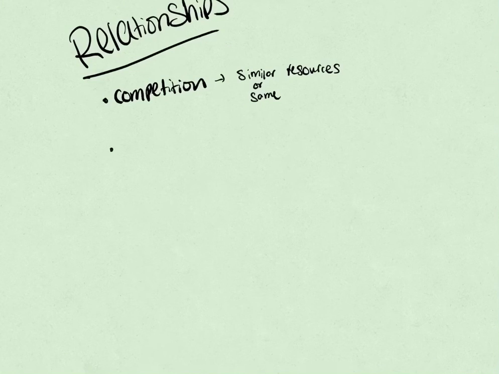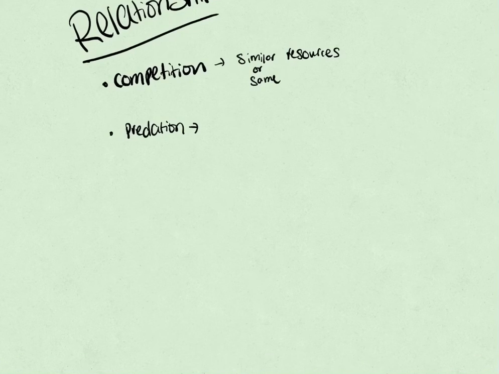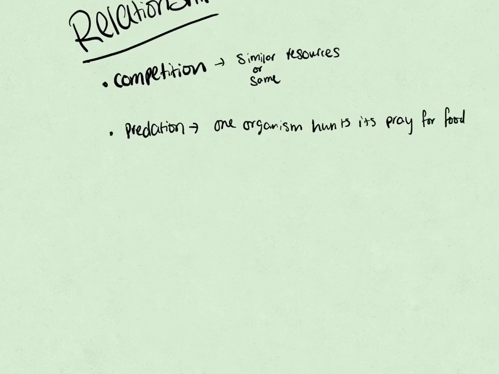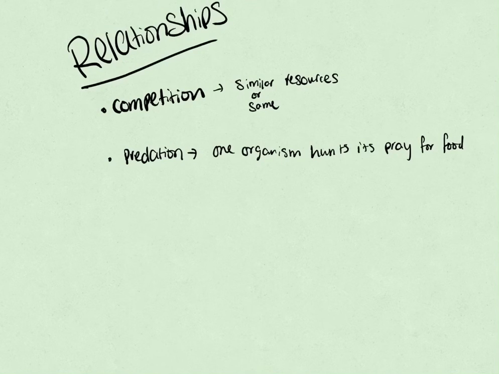Then we have something called predation. Predation is when one organism hunts its prey for food. So in the example of the food web in the last video, the example for predation would be the scorpion trying to hunt for the grasshoppers, or the golden eagle trying to hunt for the ground squirrel. So this is an example of predation.